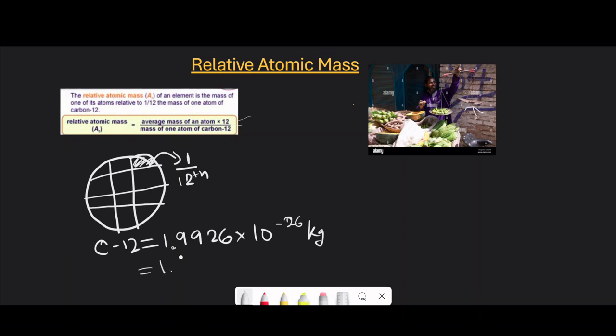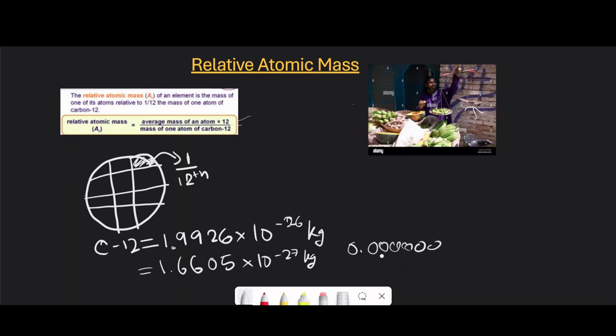1.6605 × 10^-27 kilograms. So what this essentially means is that the mass of 1/12 of an atom of carbon-12 is calculated as this. Now this, as you can imagine, is a really, really small number. If you see it's minus 27, you can imagine it's going to be 0.00000 and I have to continue until it's 27 zeros.